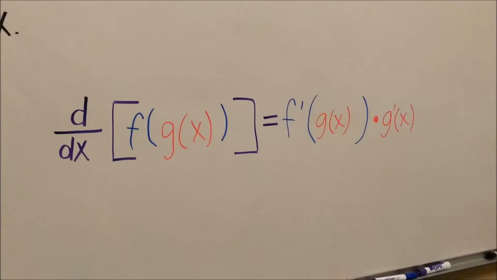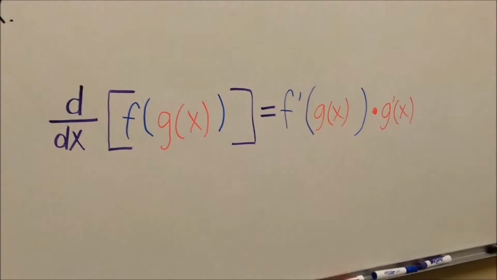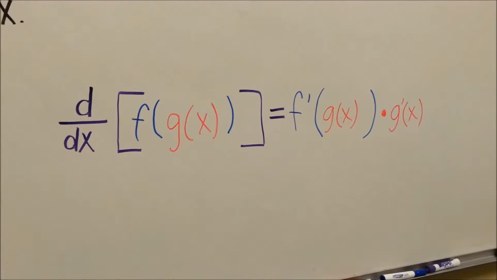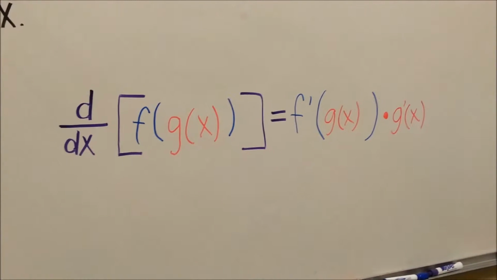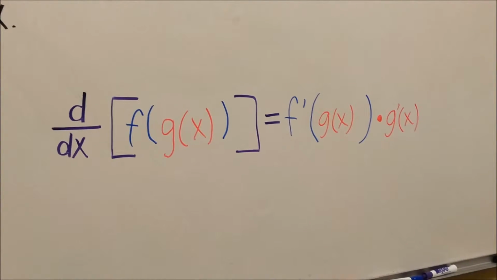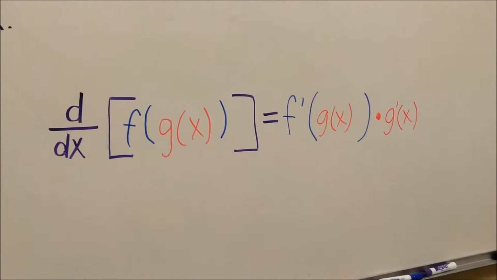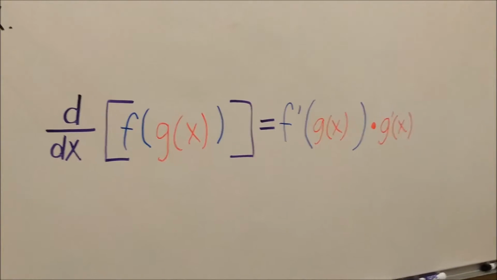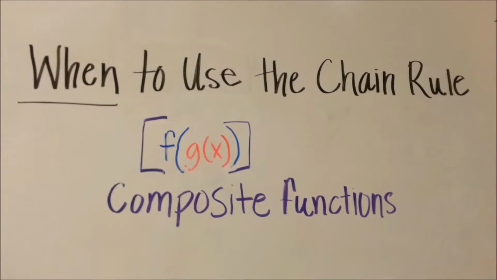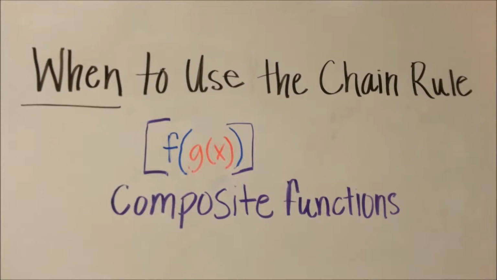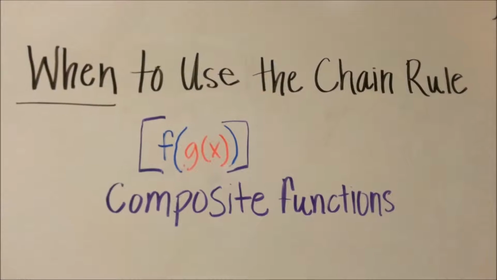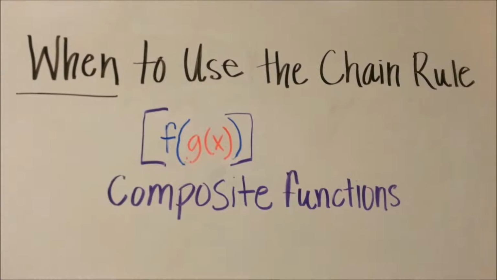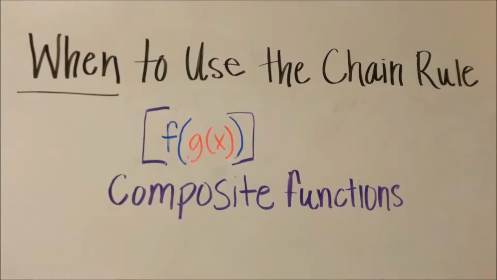So basically, the chain rule is telling us to take the derivative of the outer function with respect to the inner function and then multiply that by the derivative of the inner function with respect to x. So f prime of g of x times g prime of x. You use the chain rule when you are finding the derivative of composite functions, which are functions that have functions inside of them.